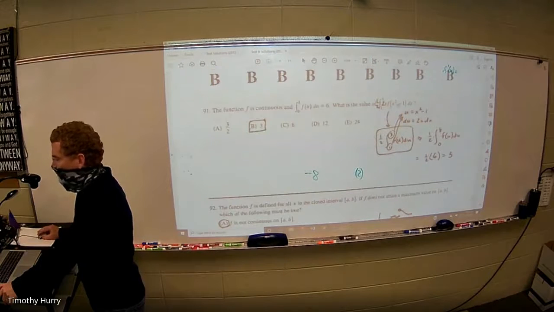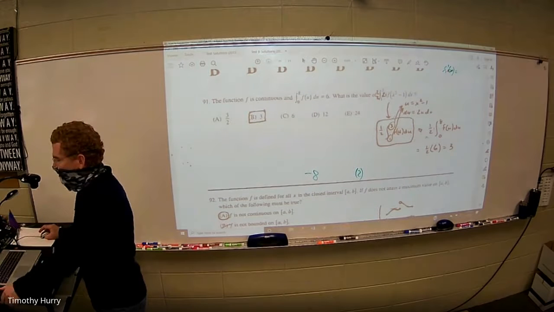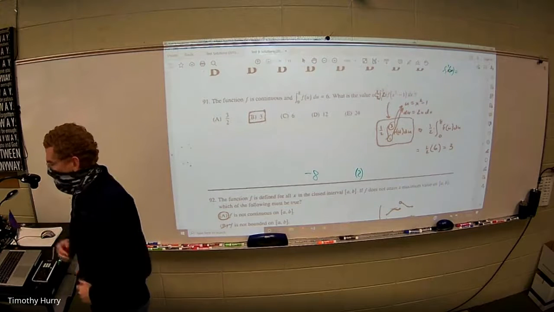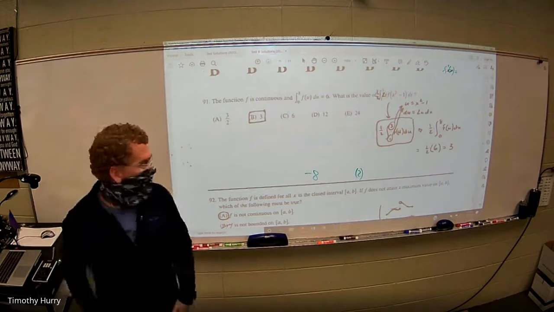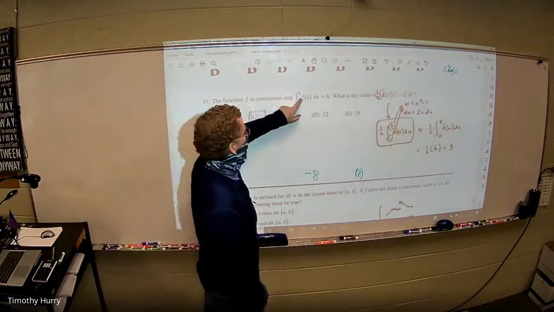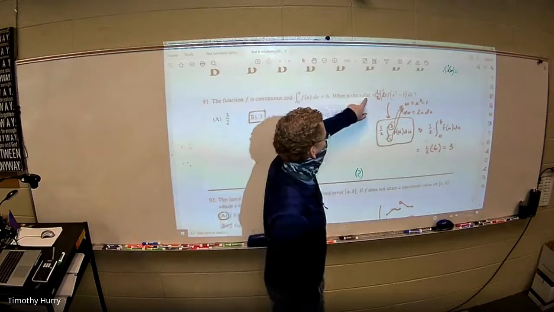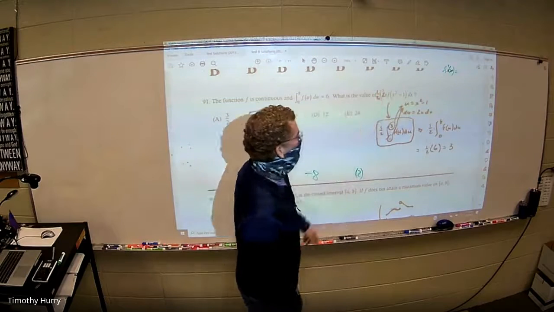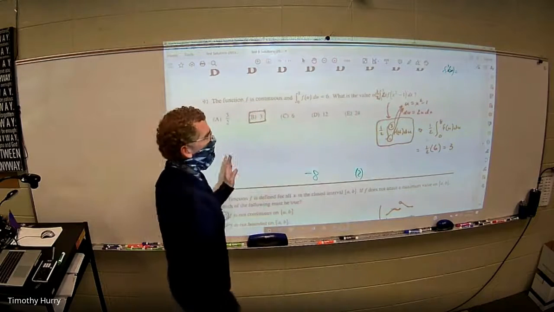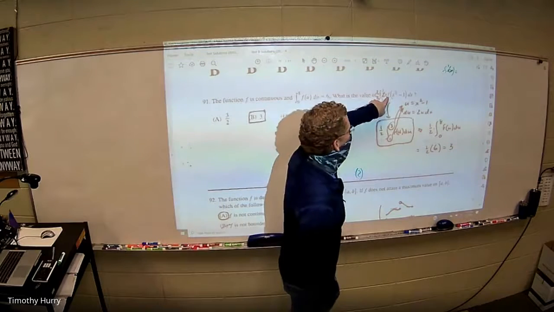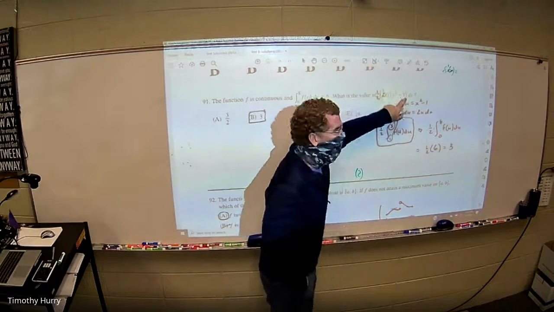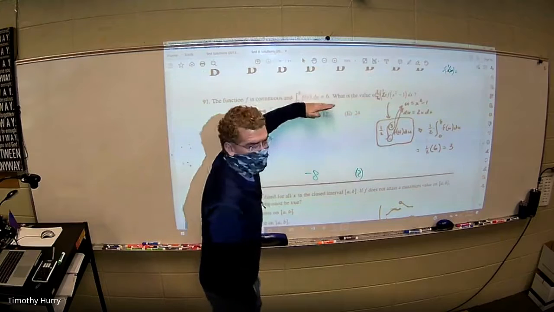Did we get to, oh, I didn't quite finish this number 91. So on 91, I thought it was a little ugly. It said, if f is a function and the integral from 0 to 8 of f of u du is 6, what is the value of this? At first glance, I'm like, what? So I just said, I'm going to go ahead and see if I can change f of x squared minus 1 into f of u so I can use this model.